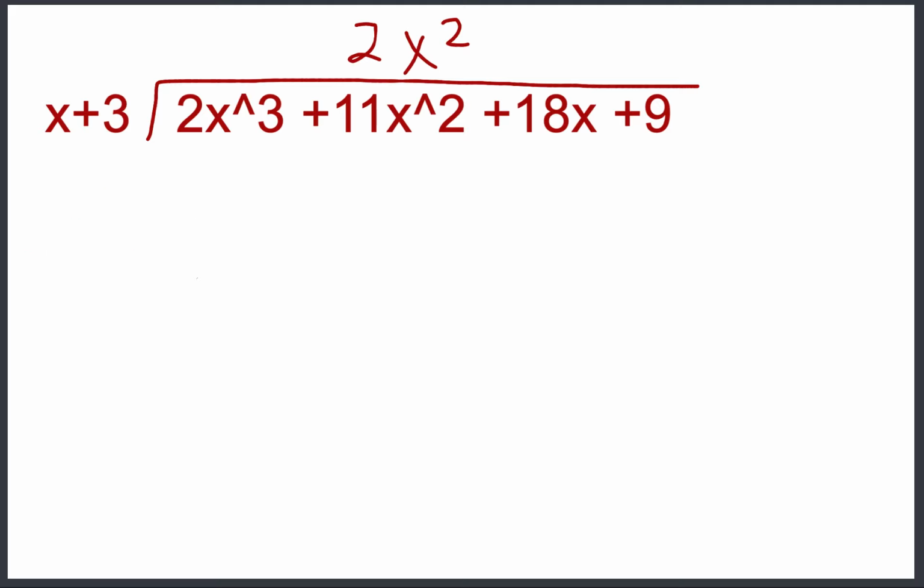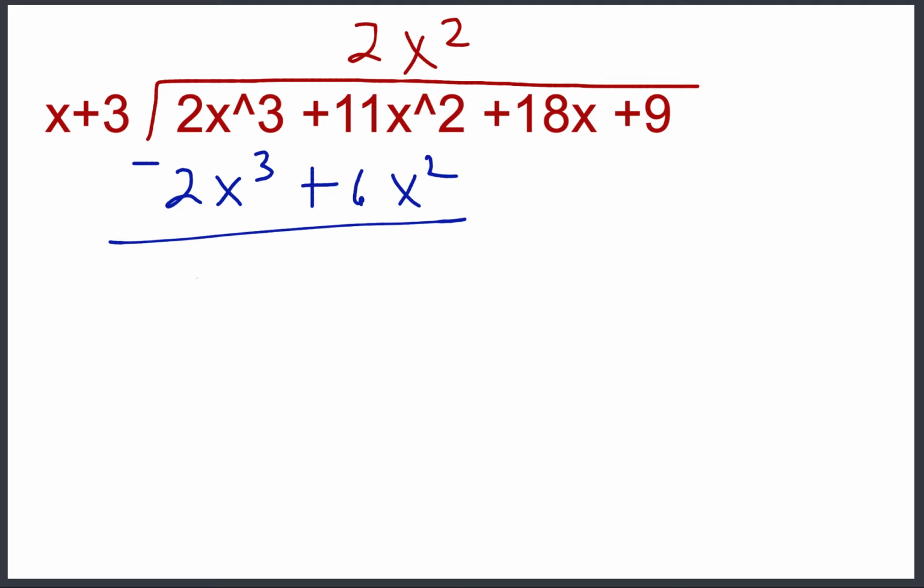Let's erase this. I need lots of space here. And so we're going to multiply that through, and I get 2x cubed plus 6x squared. And now I subtract, which gives me 5x squared. I bring down my next number, 18x.